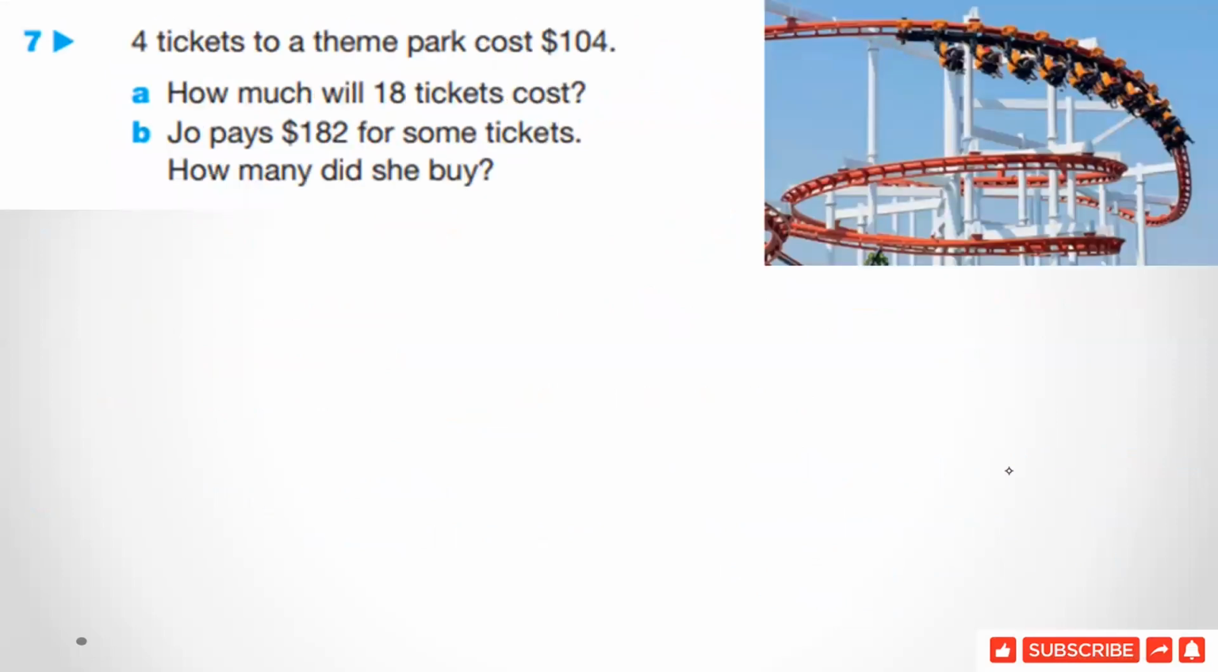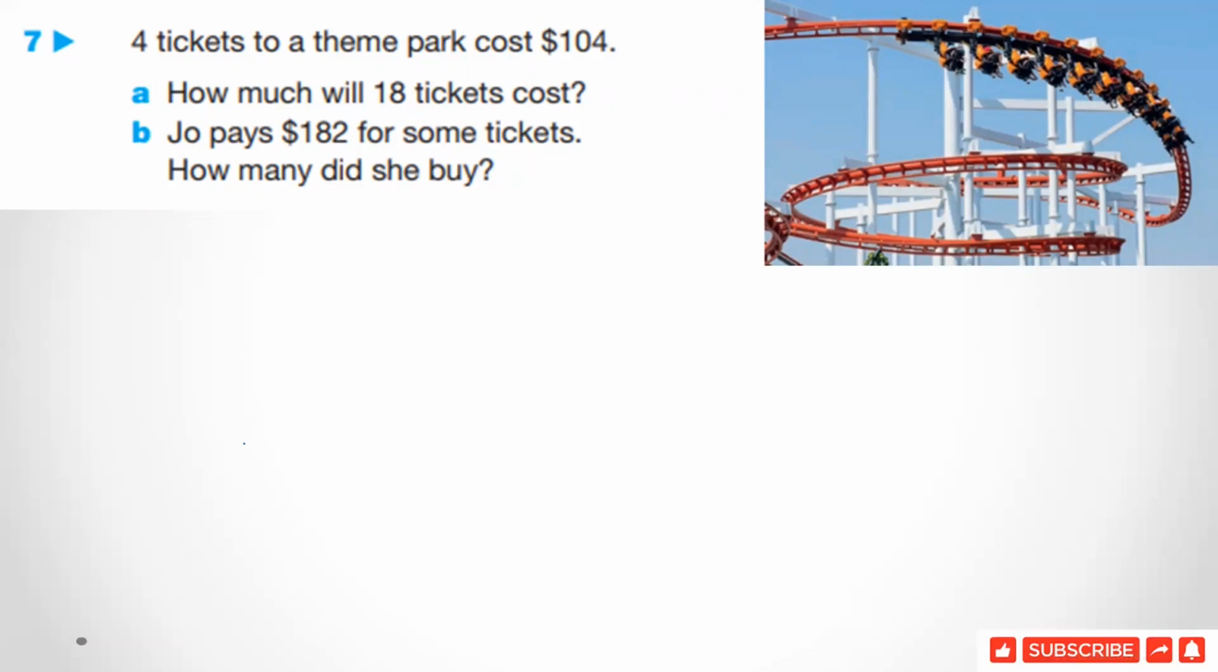Now question number 7. 4 tickets to a theme park cost $104. How much will 18 tickets cost? So we can do it with the simple ratio and proportion, but as we are dealing with our same formula, we can go with that one too. So we can check.